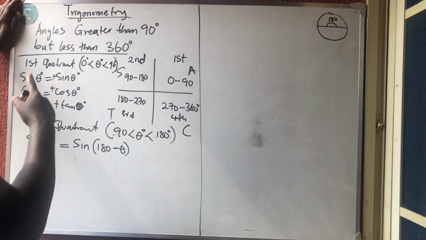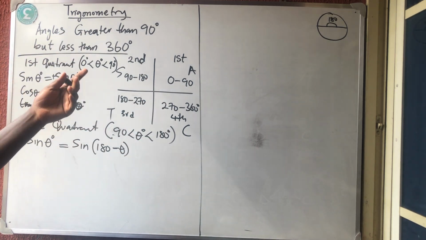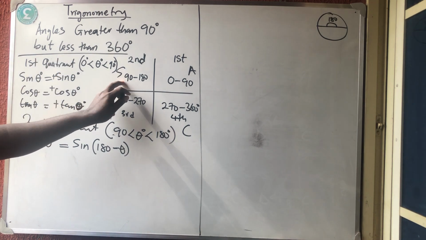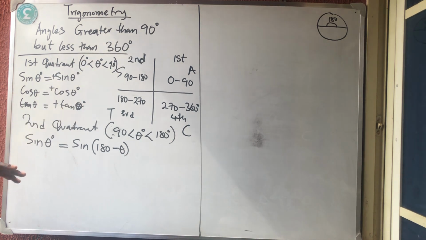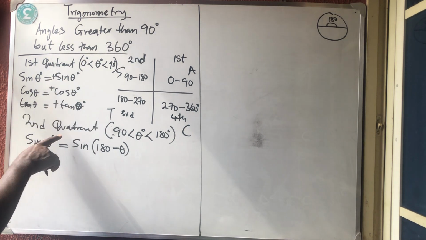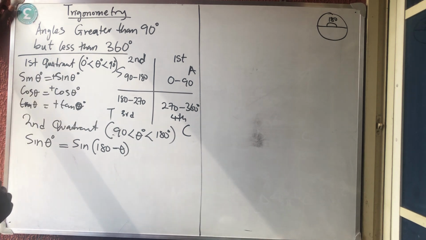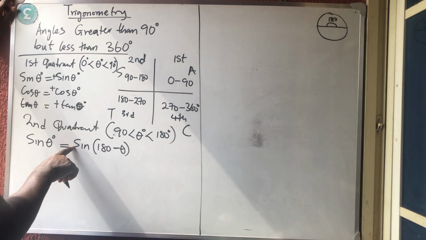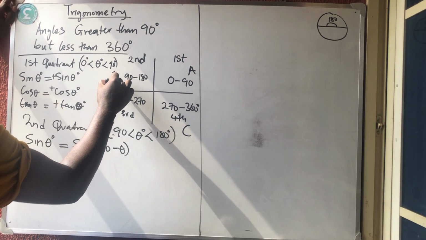Anything you are doing, you must take it back to the first quadrant, because in the first quadrant it's very easy to find the sine, tan, and cos. If it falls here, you have to take it back here. So this is how to take it back. If it's in the second quadrant, we say 180 minus theta. I used plus because in the second quadrant only sine is positive. That is why we have S here.